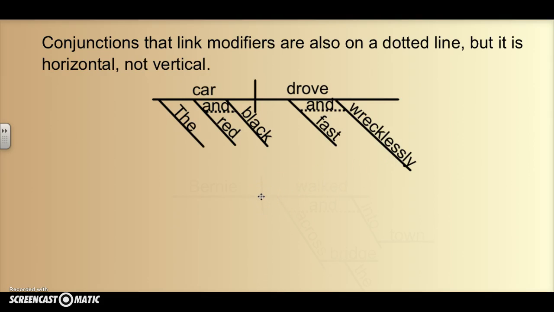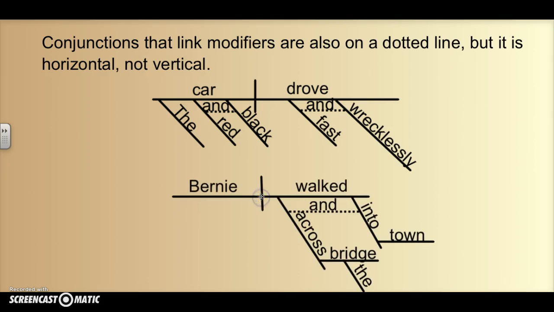And then also for modifiers, you have prepositional phrases. Same thing. You're going to have the dotted line horizontally with the conjunction on top. So, Bernie walked across the bridge and into town.